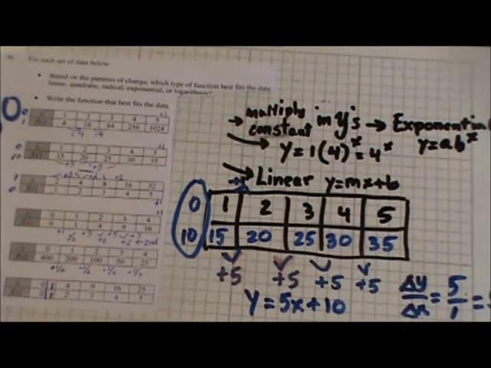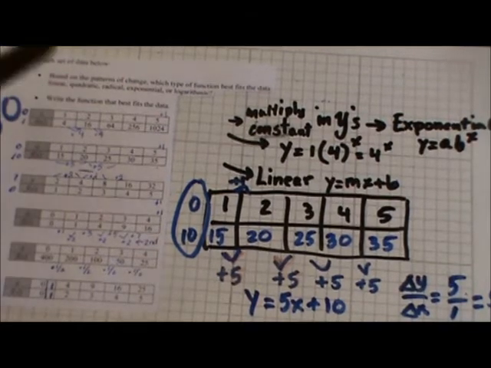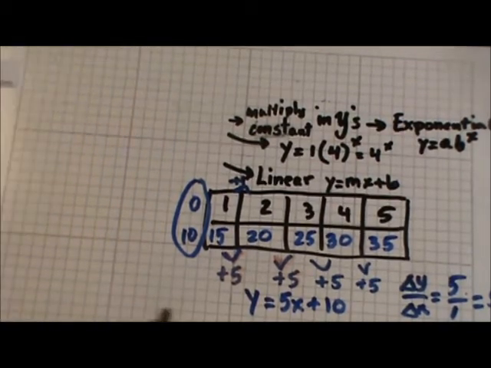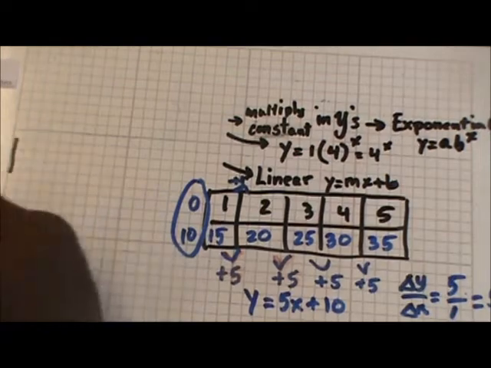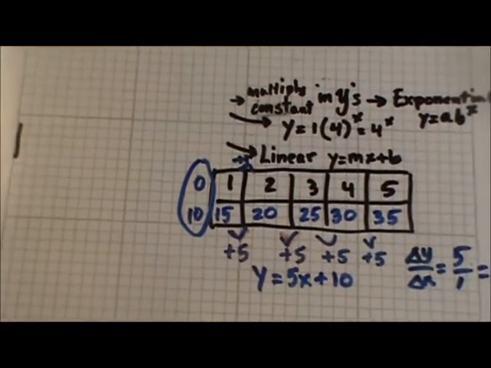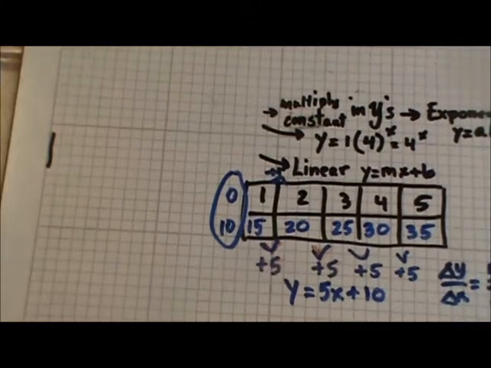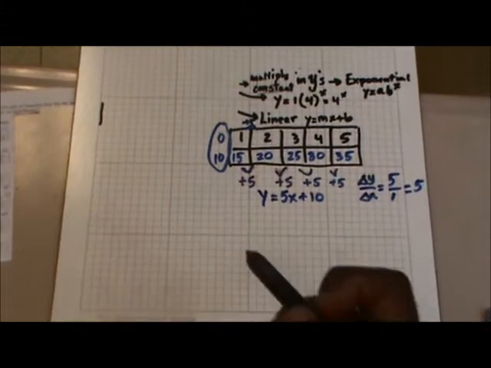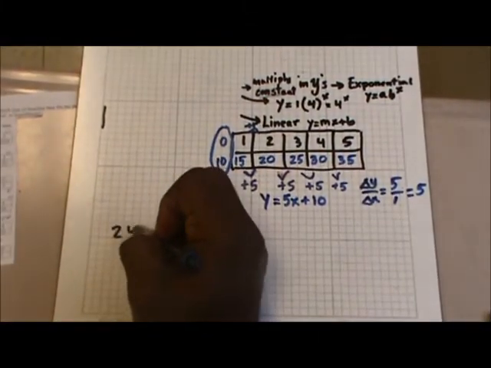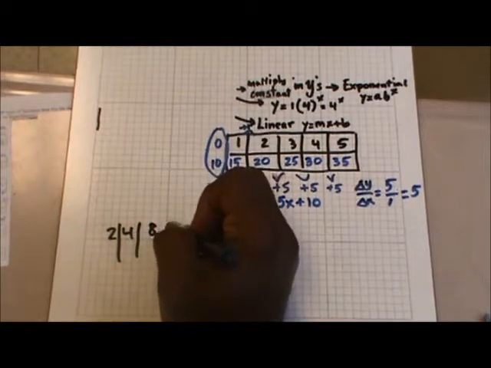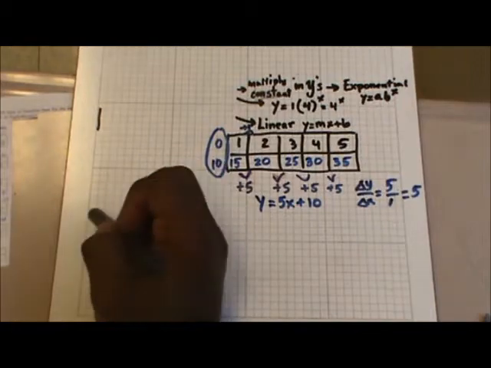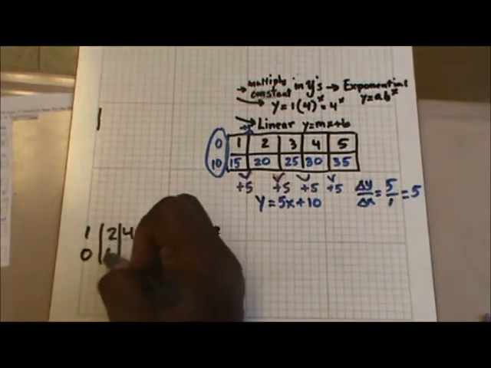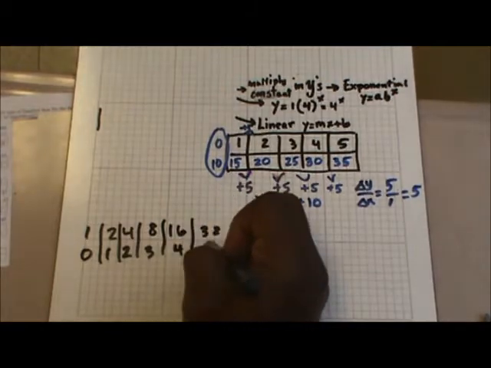All right, the next one. I think I'm just going to move this sheet out of the way so we can make these tables real quick. The next one is 2, 4, 8, 16, 32. We're going to get that 0 value: x is 0, 1, 2, 3, 4, 5.